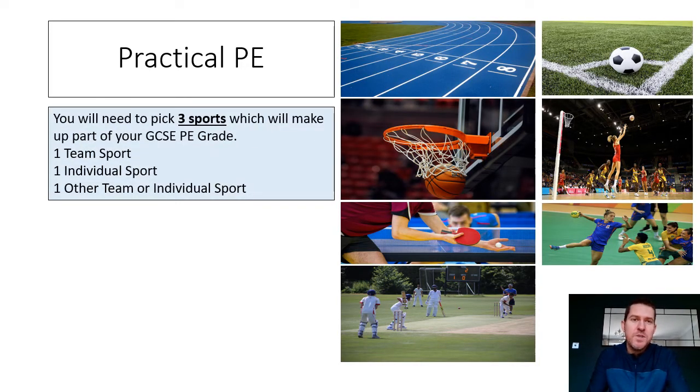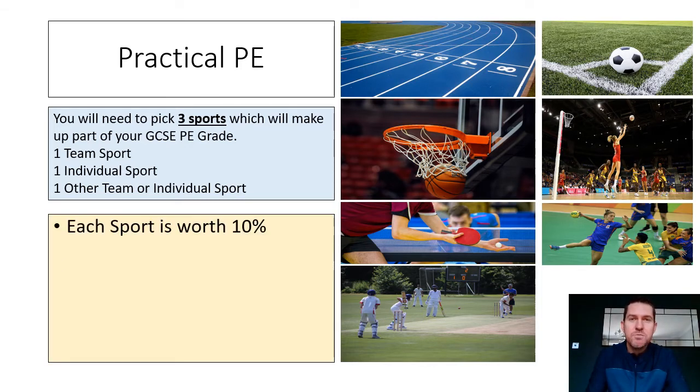The first thing to point out when we think of practical PE at GCSE is that you will have to pick 3 sports at the end of the course that will make up your 30% of your practical mark. One of those sports will have to be a team sport, one of them will have to be an individual sport, and then the other one can be either an individual or a team sport. So it's your choice in that sense. Each of the sports are worth 10% of your mark. So 3 times 10 is 30% of your practical mark.